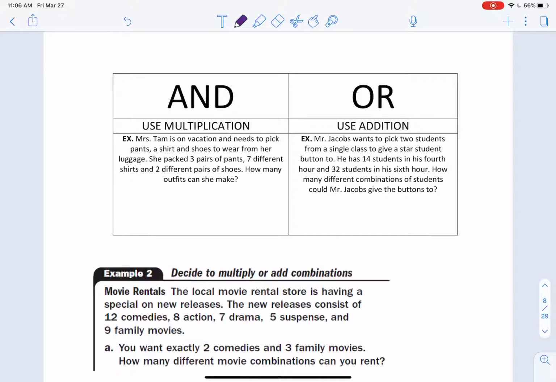So for example, Mrs. Tam is on vacation and needs to pick pants, a shirt, and shoes to wear from her luggage. She packed 3 pairs of pants, 7 different shirts, and 2 different pairs of shoes. How many outfits can she make? So she's got 3 pairs of pants, and so multiplication, 7 shirts, and 2 different pairs of shoes. So multiplication for and: 3 times 7 times 2 would be 42 outfits.